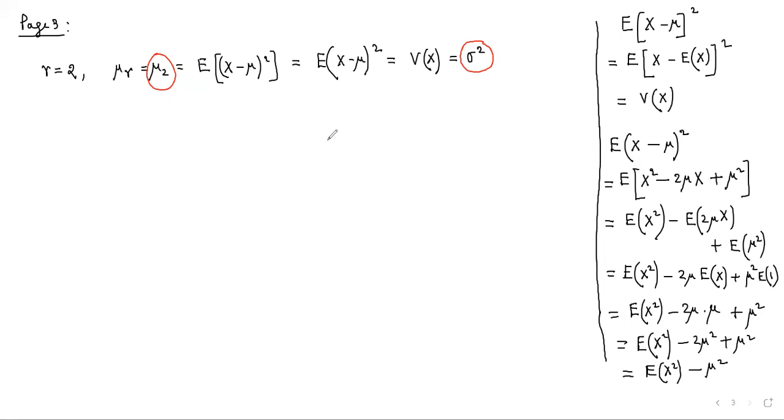Now, if I use this in the formula of mu 2, what do we get? That means we can write expectation of (x minus mu) whole square as expectation of x square minus mu square, and expectation of x square is what?